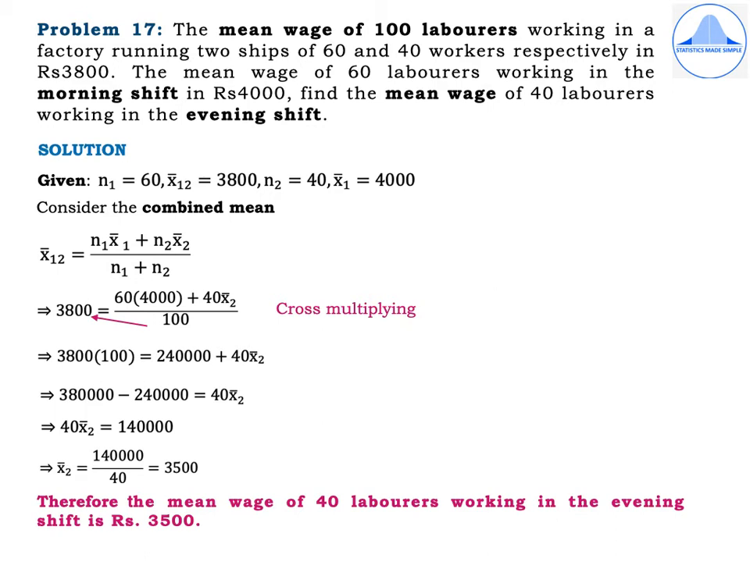Then you cross multiply, you will get 3,800 into 100 is equal to 2,40,000 plus 40 x bar 2. Simplifying further, we get 3,80,000 minus 2,40,000 is equal to 40 x bar 2, or 40 x bar 2 is equal to 1,40,000, or x bar 2 is equal to 1,40,000 divided by 40, which is equal to 3,500. Therefore, the mean wage of 40 laborers working in the evening shift is rupees 3,500.